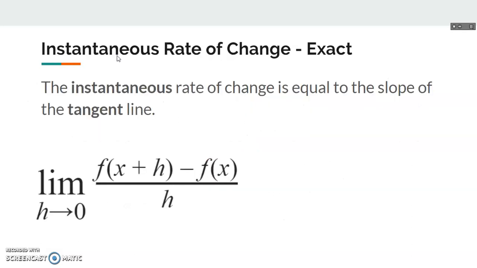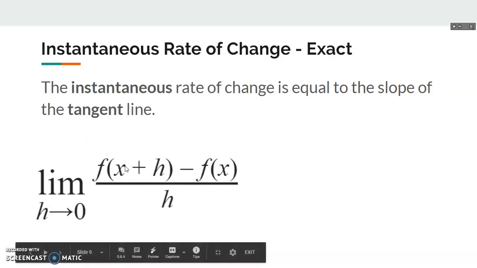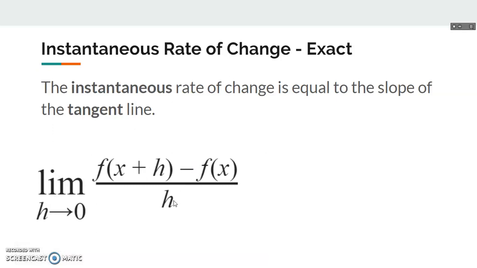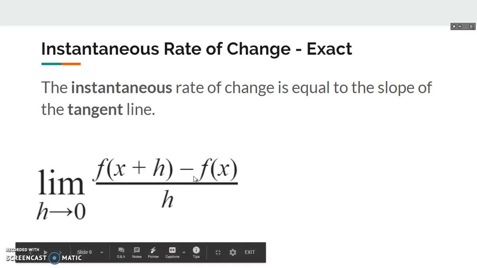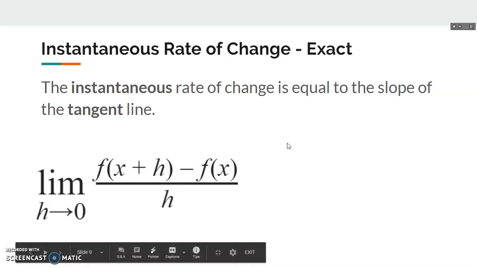If you see instantaneous rate of change, or it asks for the exact value, then you're going to have to use this limit calculation: the limit as h approaches 0 of f of x plus h minus f of x over h. Basically, you're taking the slope between 2 points as they get infinitely close together. The distance between them goes to 0.